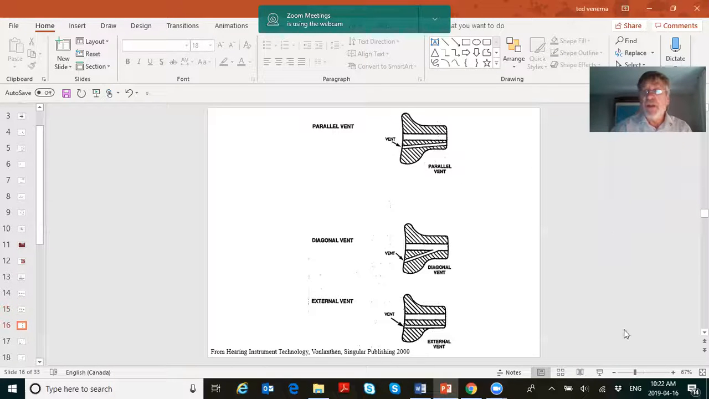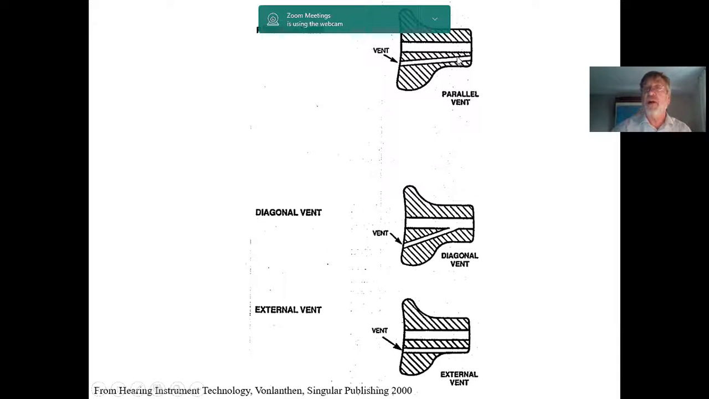Now here's some types of venting procedures. The best one is when the vent is parallel to the sound bore. So this is where the tubing would be put in. The number 13 tubing would be put in here, and here's a parallel vent. Some people made diagonal vents, and those were not as good. Those tend to let the highs out as well as the lows. They did that in order to accommodate small ear canals, but it's a bad practice. Here's a parallel vent that's right at the edge of the ear mold, again to accommodate a smaller ear canal, perhaps.